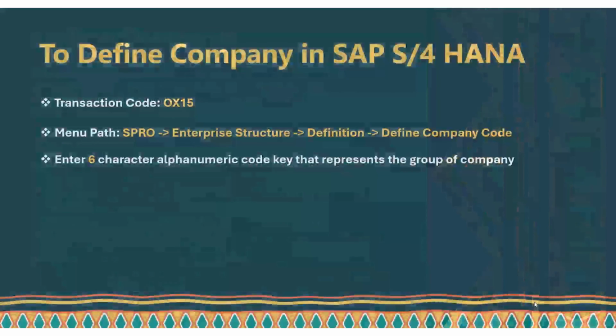Now, to define the company, we use the transaction code OX15, and here is the menu bar. Also, the company is defined up to a 6 character alphanumeric code in SAP. Now, let's get into the steps to define a company in SAP S/4HANA.